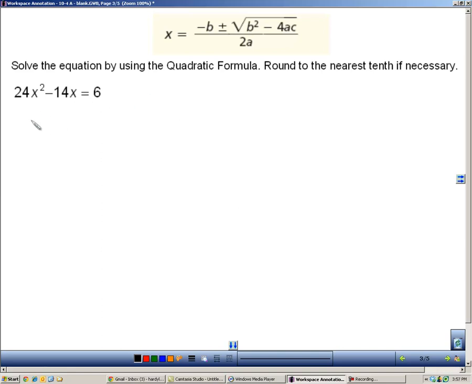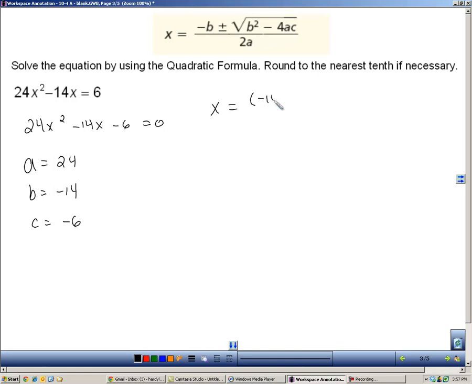Here's another example of solving this quadratic equation. One thing to note is it's not equal to 0, and I have to get it equal to 0 before I can tell what my a, b, and c are. So I'm going to subtract 6 from both sides. So my a here is 24, my b is negative 14, and my c is negative 6.